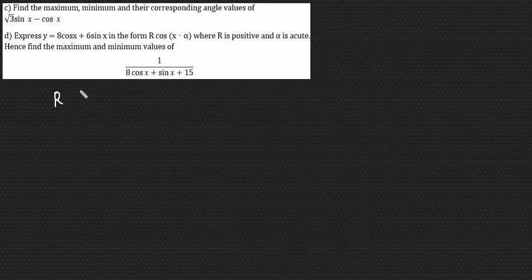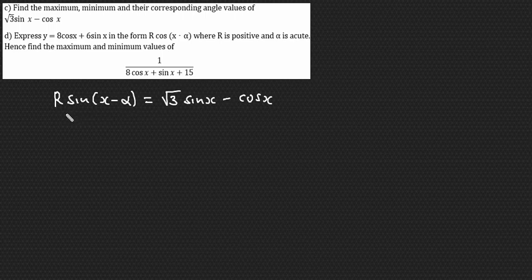So let me use R sine of x minus alpha to be equal to root 3 sine x minus cos x. The task here is to find R and alpha. Here I don't have a constant, so no need of adding it.